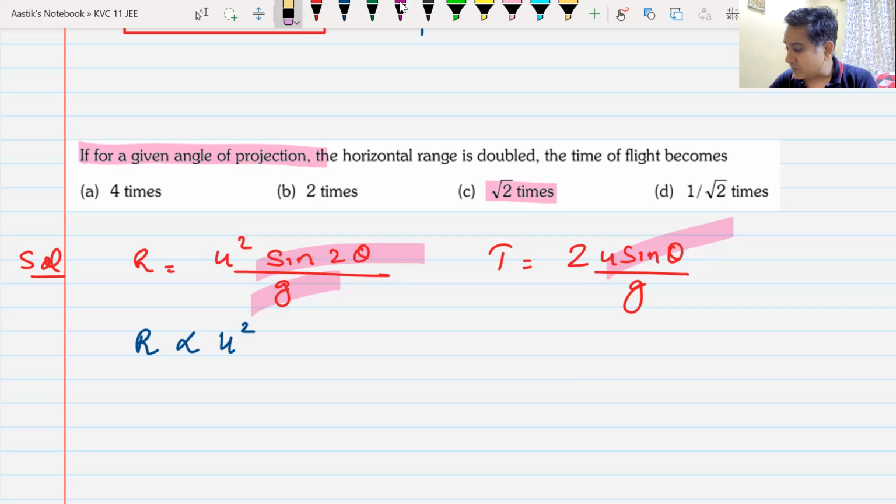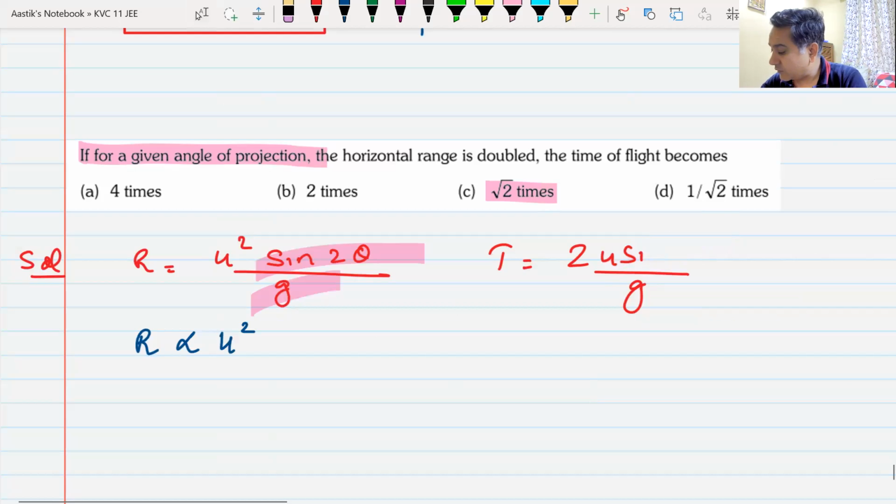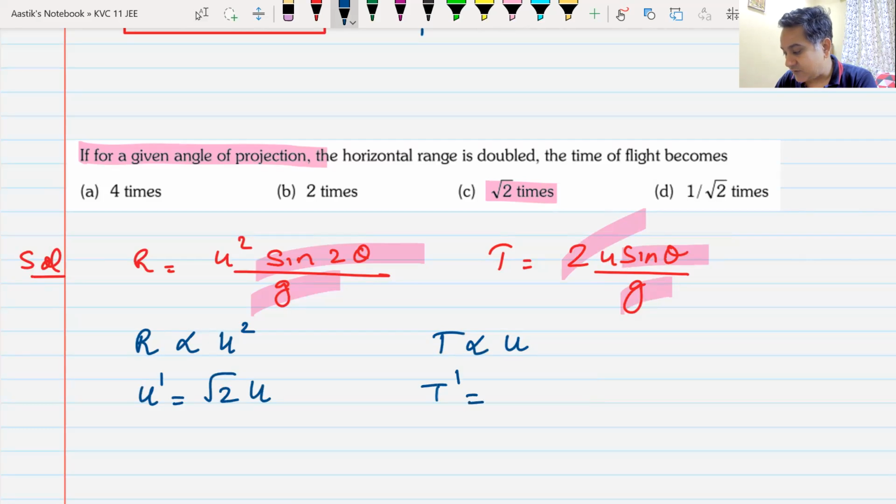And time of flight is proportional to, okay, let me try it again. Okay, you see it now? So basically theta is the same, so this goes away, this is constant, so this goes away. So I can say that time of flight is proportional to u, right? Range has become double, so the new speed u dash will become root 2 times of u. So the new t dash will become root 2 times of t. Do we understand this?